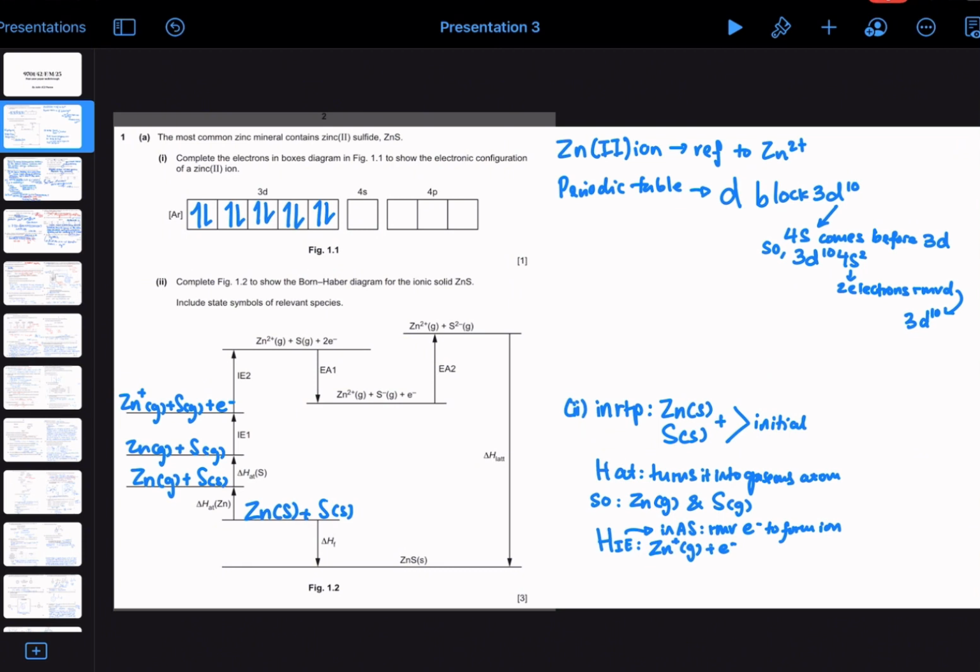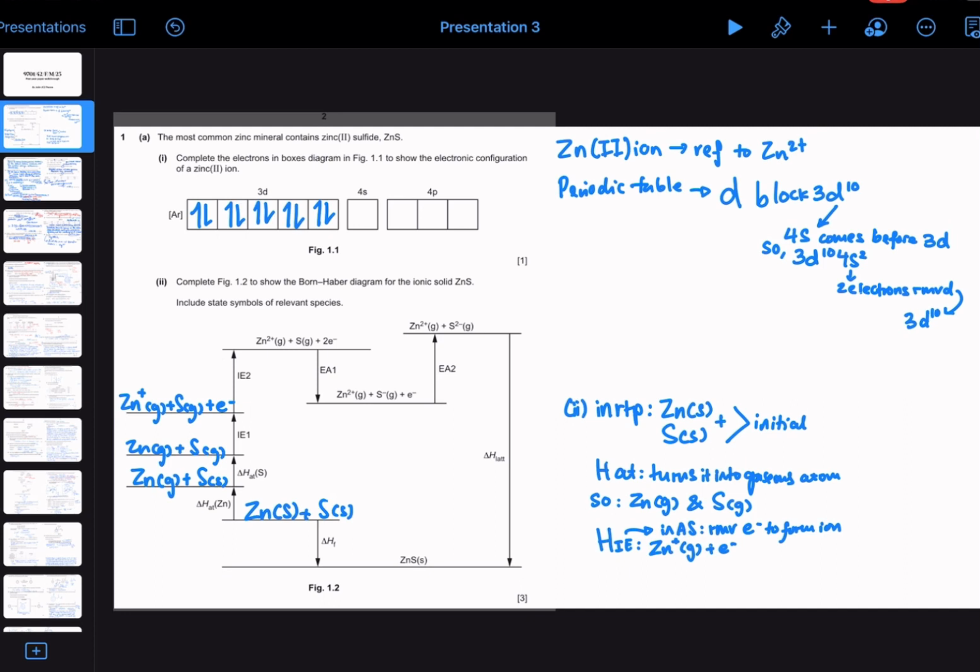The most common zinc mineral contains zinc sulfide, zinc 2 sulfide. Complete the electrons in the boxes diagram in figure 1.1 to show the electronic configuration of a zinc 2 ion.